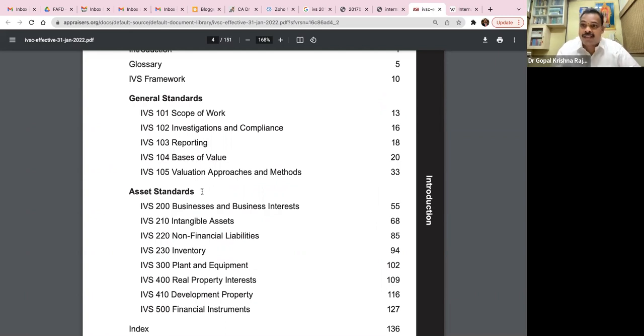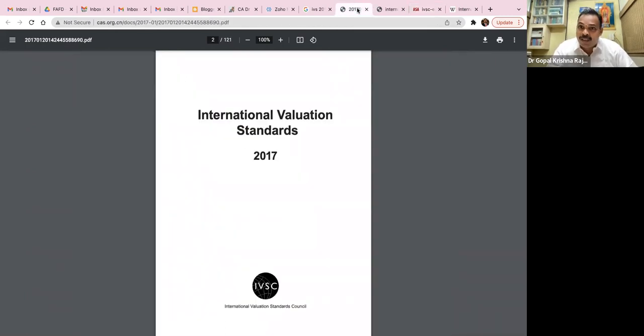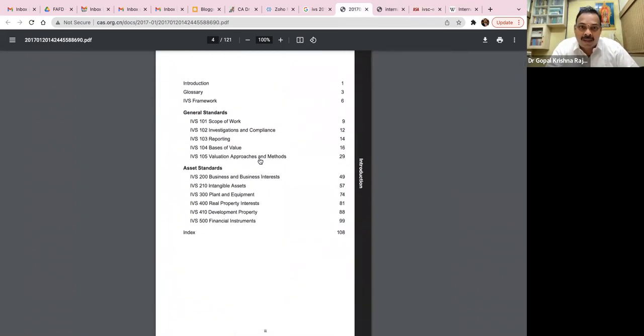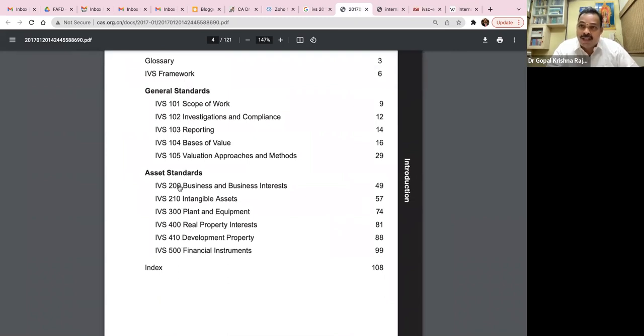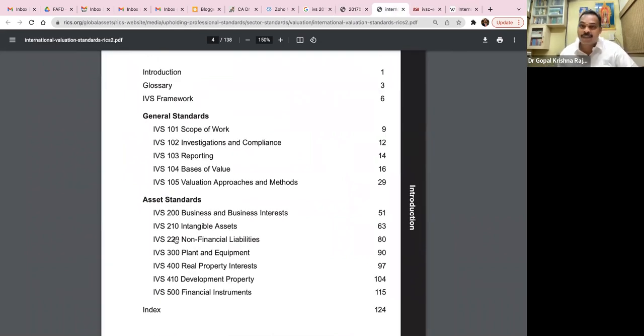Now I have to refer to one very interesting point here. Compared to 2017, in the 2020 standard they have introduced something new. Please look at this: from 2017 to 2020, 210, 200. In 2020, they introduced 220, which is non-financial liabilities. A very important standard applicable to all asset classes, whether you are in plant and machinery, land and building, or securities and financial assets, all 3 asset classes. Non-financial liability is applicable. And today, the UN is very much focusing on the SDGs, the Sustainable Development Goals. So therefore, this is a very, very important standard.